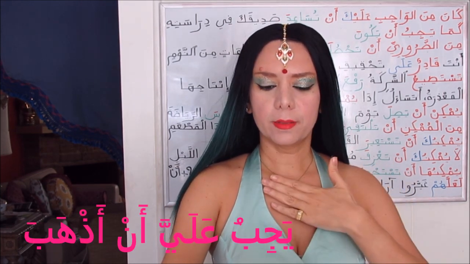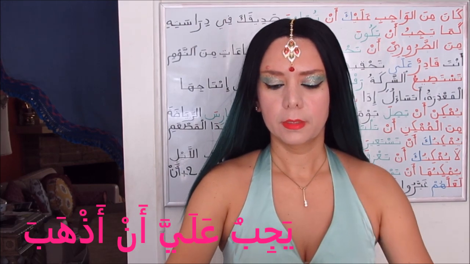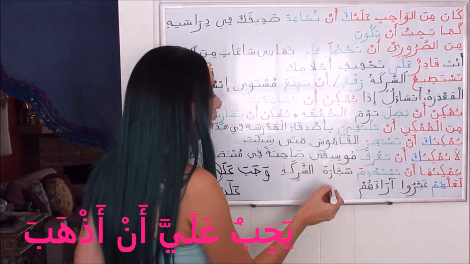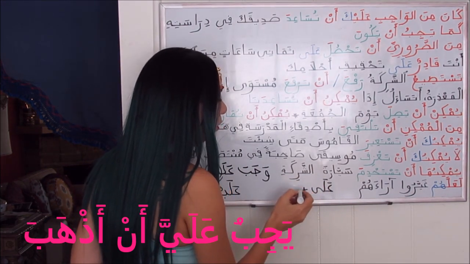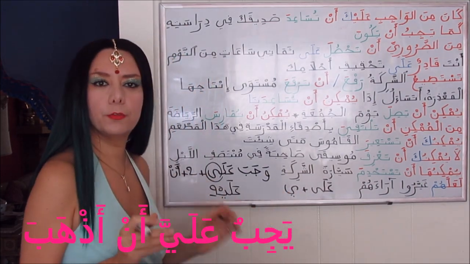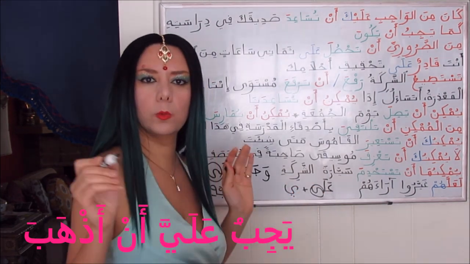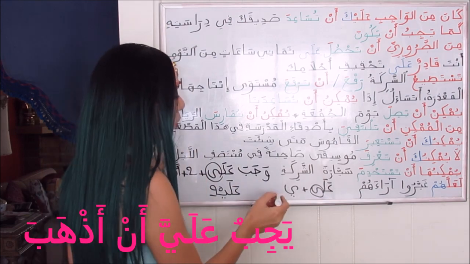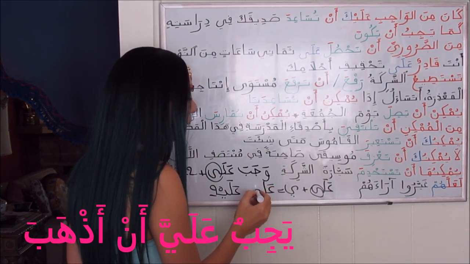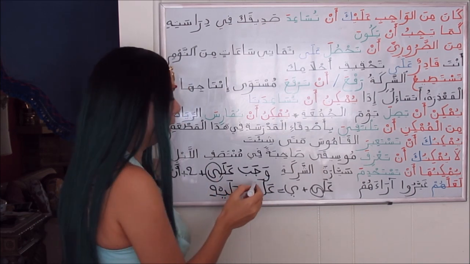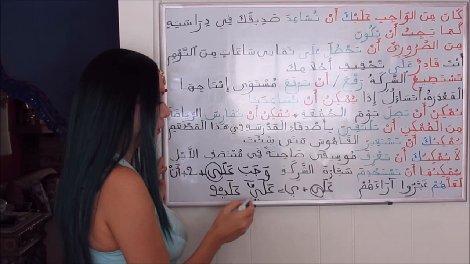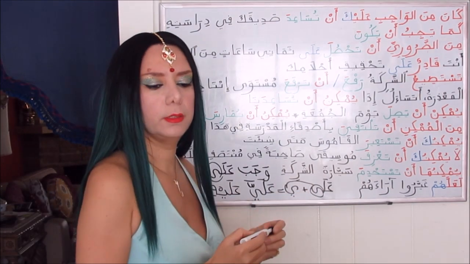يجب علي أن أذهب. So here, علي, على plus the pronoun ياء, referring to the first person singular me, علي. So this shortened ألف, ألف مقصورة will turn to a ya, so we would have two yas, resulting in علي. So we will mark the ya with an emphasis sign, شدة, علي, referring to a double ي. يجب علي أن أذهب. I have to go. So from علي, you would understand that I am referring to myself.